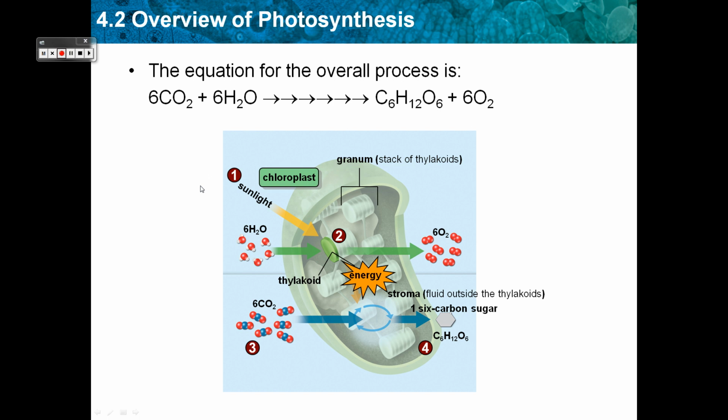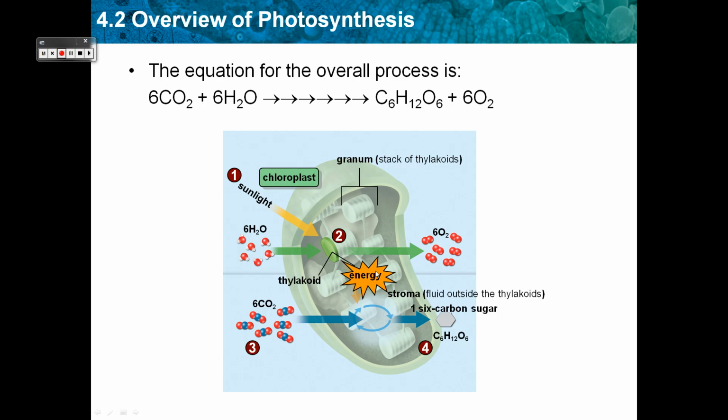For the light-dependent reactions, sunlight is your energy source. Your chemical source is water. It takes place in the thylakoid membrane, which remember has that chlorophyll, which makes it able to react to the sunlight. The products are oxygen and 2 high-energy carrying molecules which go on to the light-independent reactions. Those are ATP and NADPH.